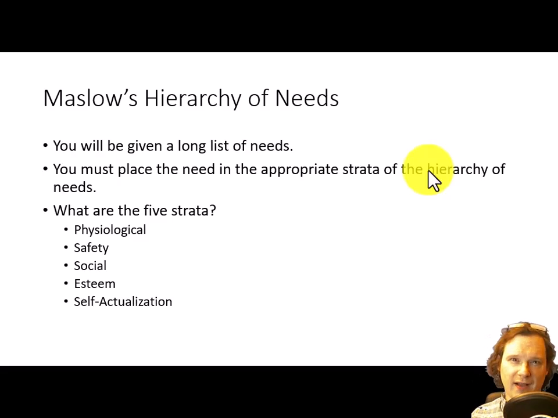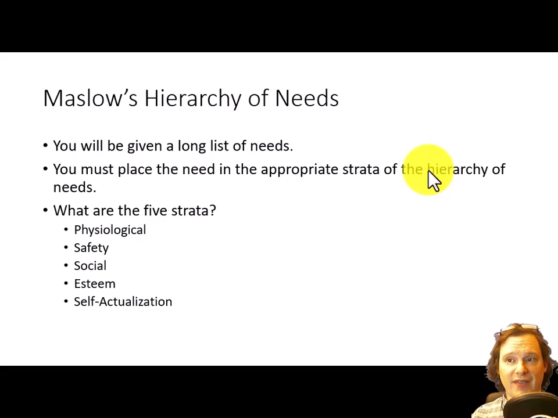So on the exam, I'm going to give you a long list of needs, and you must place the needs in the appropriate strata of the hierarchy of needs. So what are the 5 strata? Physiological. That's your food, clothing, shelter, water. Your safety needs. That's knowing that roads and bridges are going to be safe whenever you cross them. That's laws, that your stuff won't get stolen, or if your stuff does get stolen, there's going to be some sort of punishment against the people who stole your stuff.